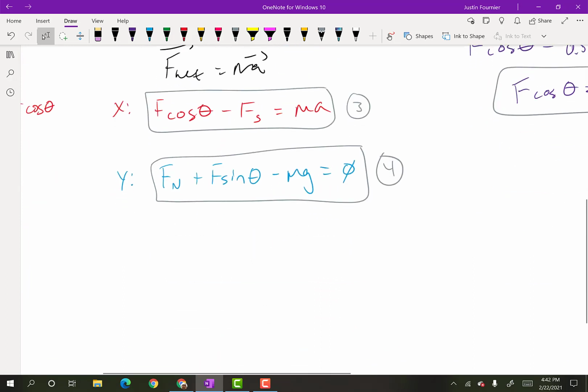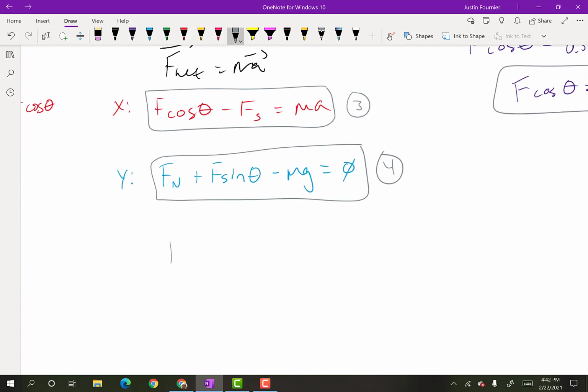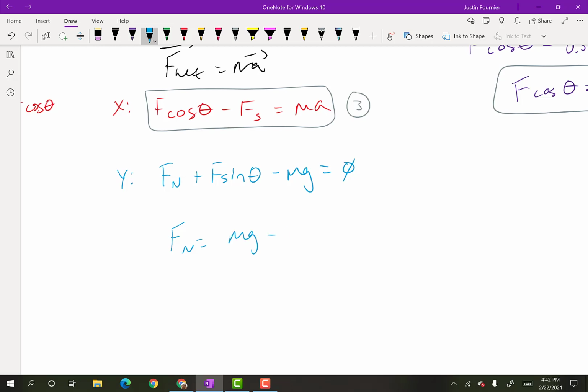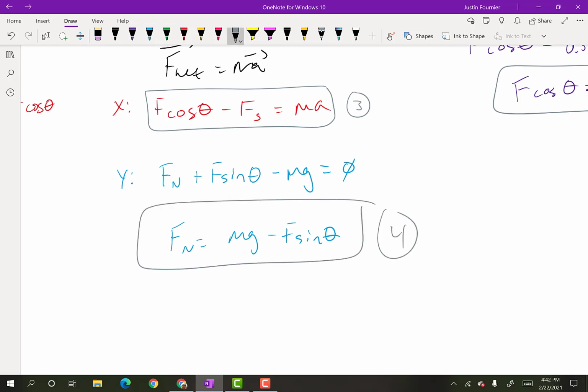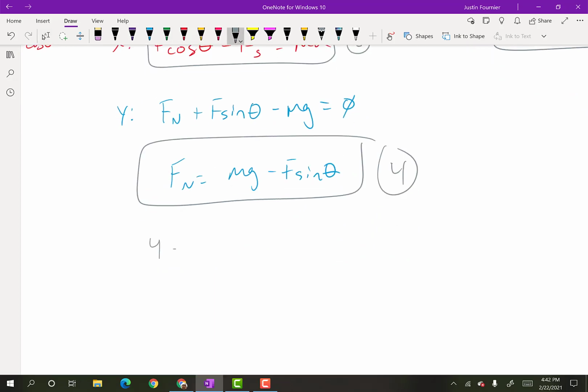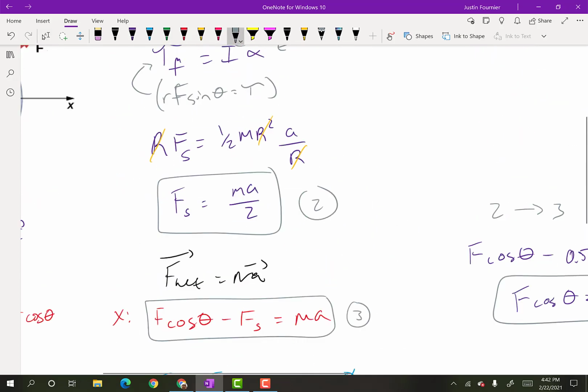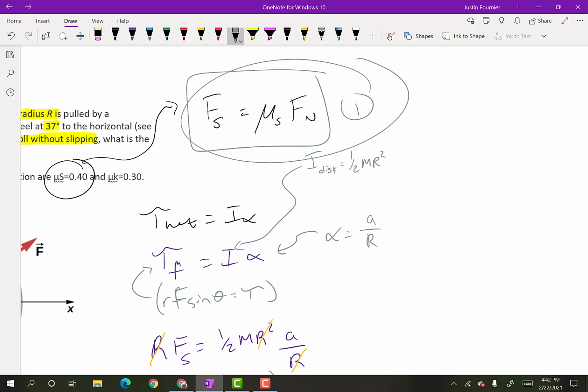Well, let's do Fn. Instead of saying this is relationship 4, let's isolate Fn. Fn equals mg minus F sine theta. So here's this, this is relationship 4. And what I'm going to do is plug equation 4 into equation 1. So equation 1 is this.